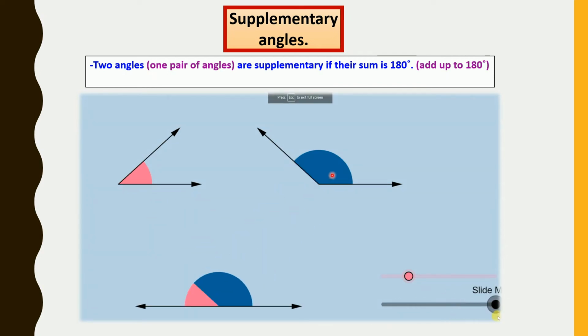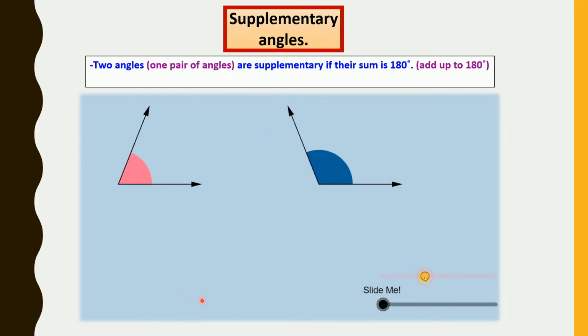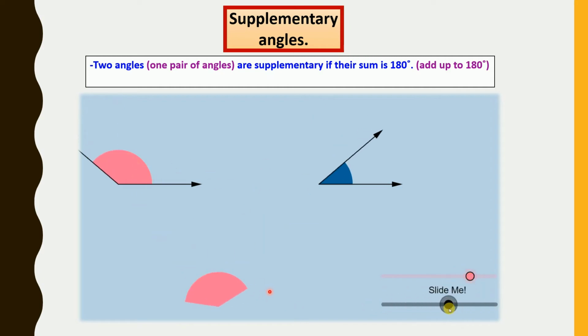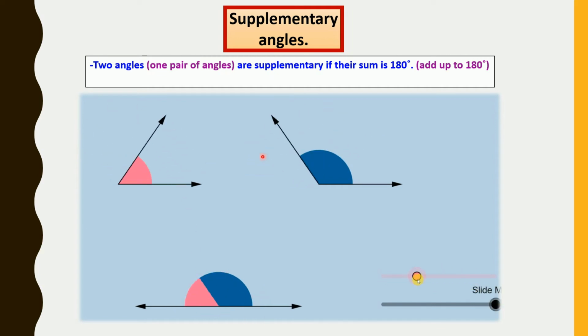So here, let's glue them together. When you glue them, they form a straight angle. Here you have two right angles. We glued them together. They are equal to 180 degrees. So it doesn't matter what the measurement is. Two supplementary angles, their sum is always 180 degrees.